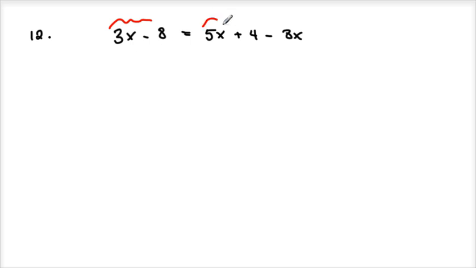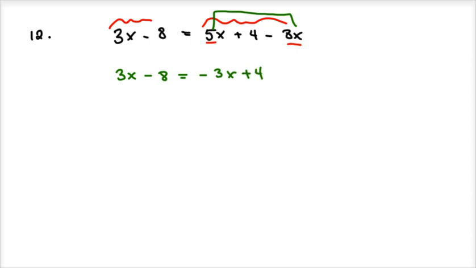What about on the right side? I got 5x plus 4 minus 8x. Alright, so I got two terms with the x here, so I can combine these. So let's go left to right. So I'm going to say, okay, 3x minus 8, that's my left side, equals, now let's combine these two. 5x minus 8x is -3x plus 4.